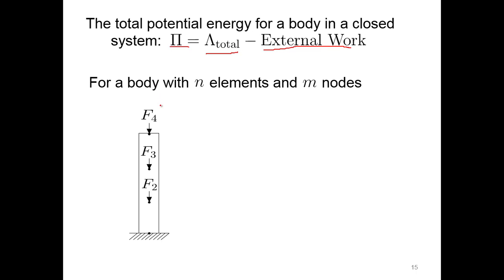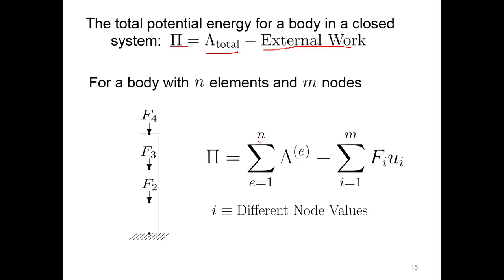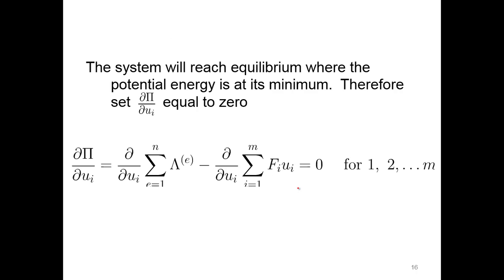So for a body with n elements, in this case 1, 2, 3, and m nodes, 1, 2, 3, 4, this becomes a sum over E from 1 to n, the total number of elements, and I for our node numbers from node 1 up to node m. Generic form there. The system will reach equilibrium where the potential energy is at its minimum. To find the minimum, we'll find the differential and set it equal to 0. So we're going to differentiate our strain energy, differentiate our work, and set that equal to 0 and figure out when that occurs.